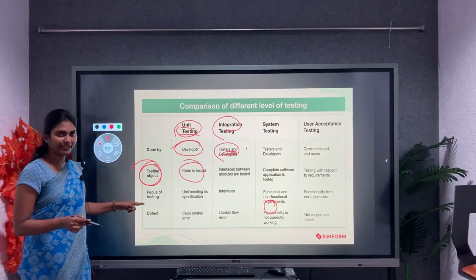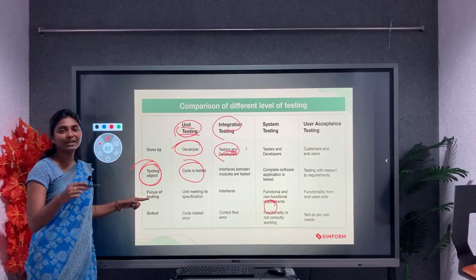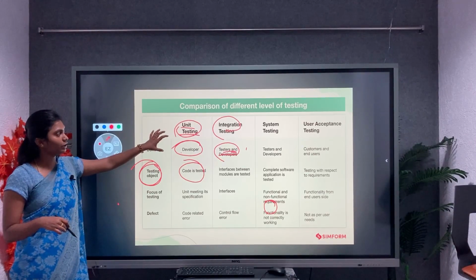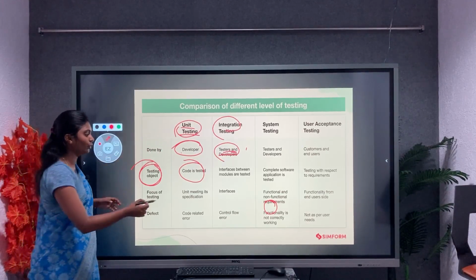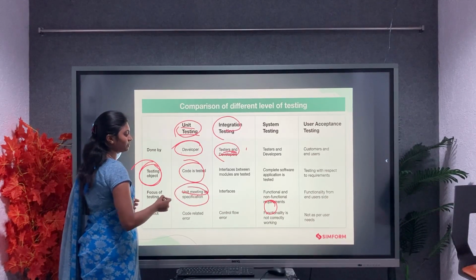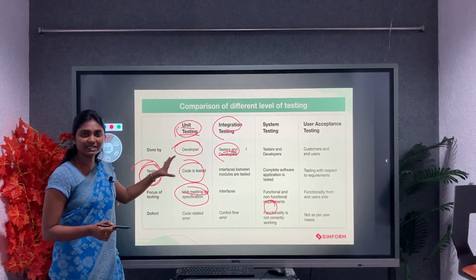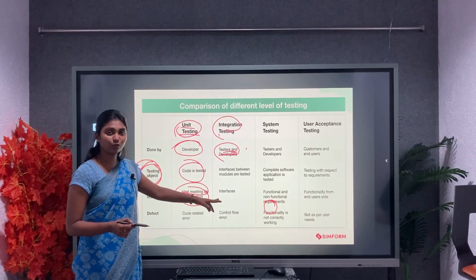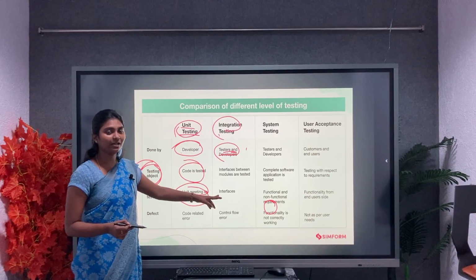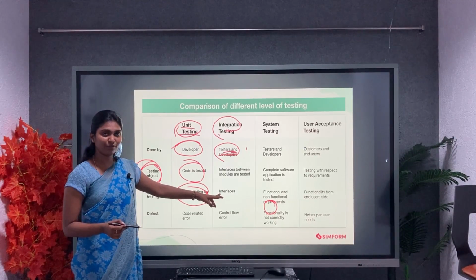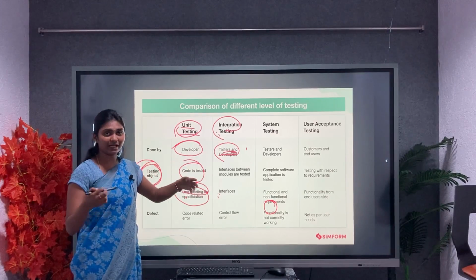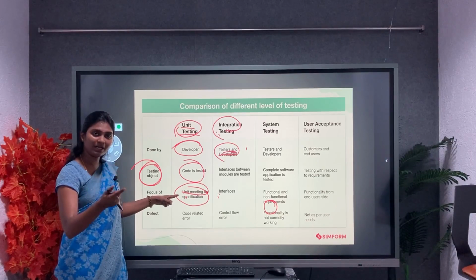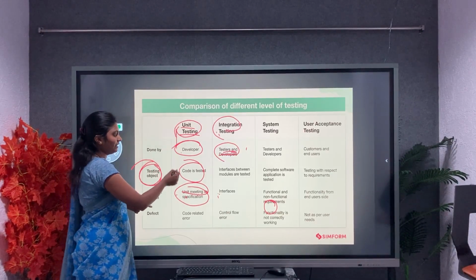Coming to the focus of testing, I mean how each level interacts. Now I am talking about unit testing: it interacts with the specifications. Integration testing interacts with the interfaces, meaning the interfaces of two modules. It will meet the specifications, meaning the requirement gathering phase.